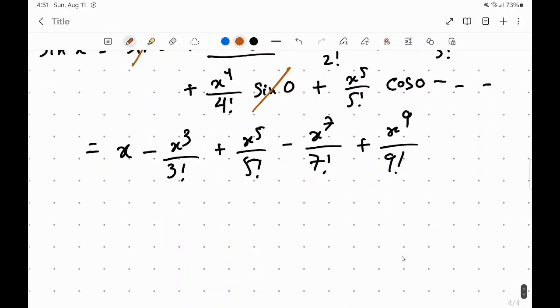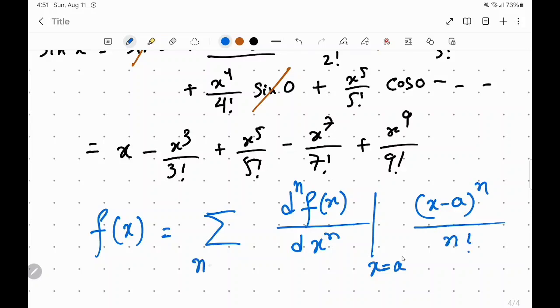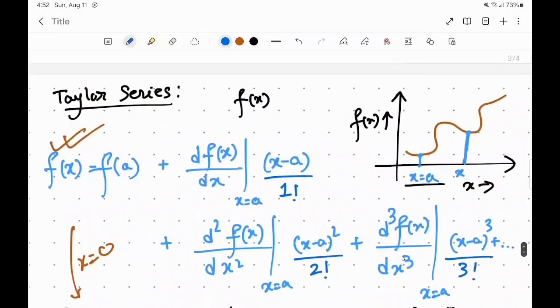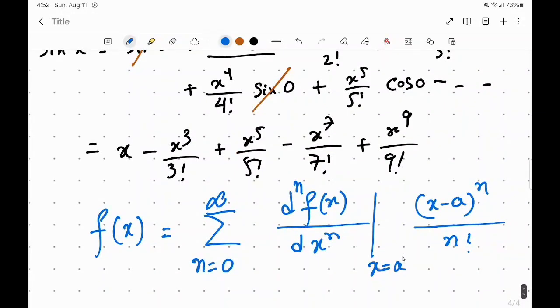In general, you can write down the formula that f(x) equals the sum over n from 0 to infinity of d^n f(x)/dx^n at x equals a, times (x minus a) to the power n, divided by n factorial. So this formula you can remember.